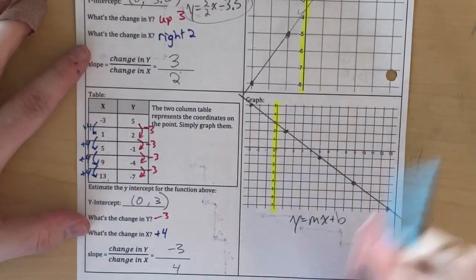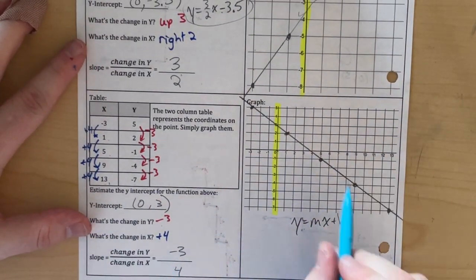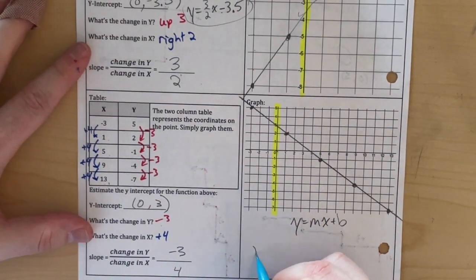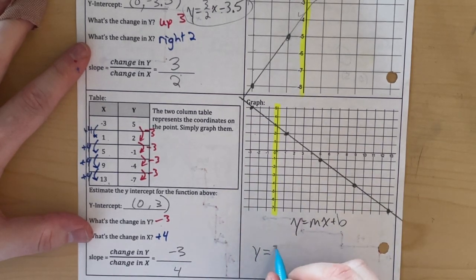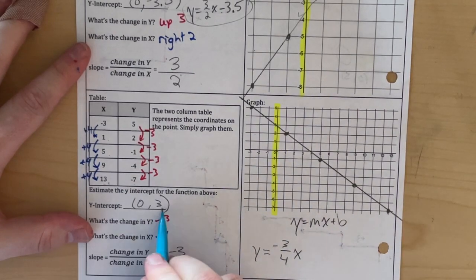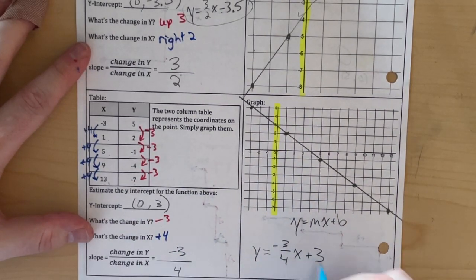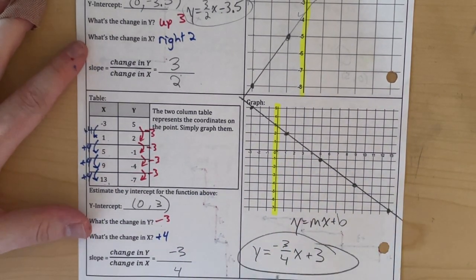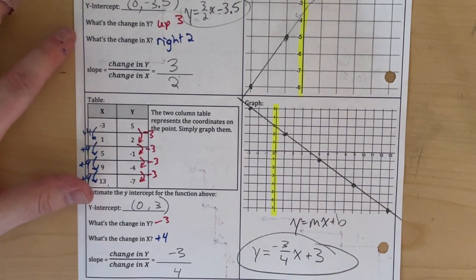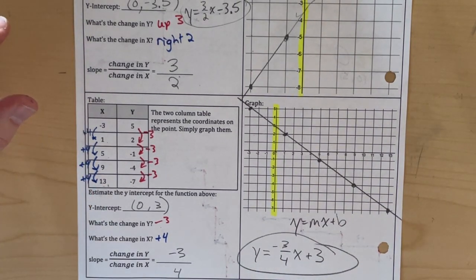And then lastly, for this equation at the bottom, or this function at the bottom, I should say, I can say y equals, what's my slope? And I'm going to have -3 over 4 times x, and then what's my y-intercept? And I'd say +3. So my function for this, or my equation for this, would be y equals -3 over 4x plus 3.